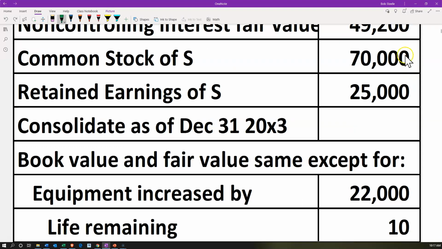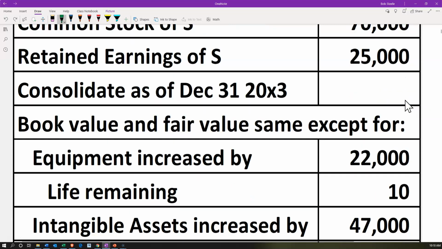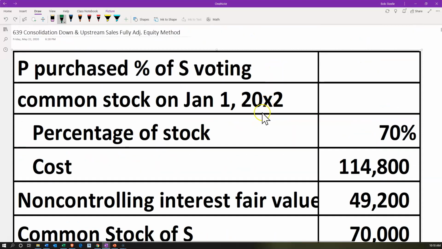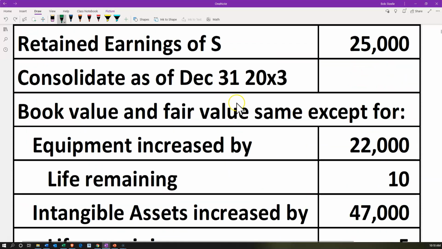And then the common stock and the retained earnings are going to be these two items. In other words, this is basically the book value. Another way to say this is the book value, meaning the equity section of S at the point in time of purchase, which we're going to need to calculate, say, goodwill. And then they consolidate as of 20X3. So that means that the purchase took place in January 20X2. We're talking 20X3 now. So that's going to be 2 years to the point of consolidation. So let's just take a look at X2, January, and then X3.